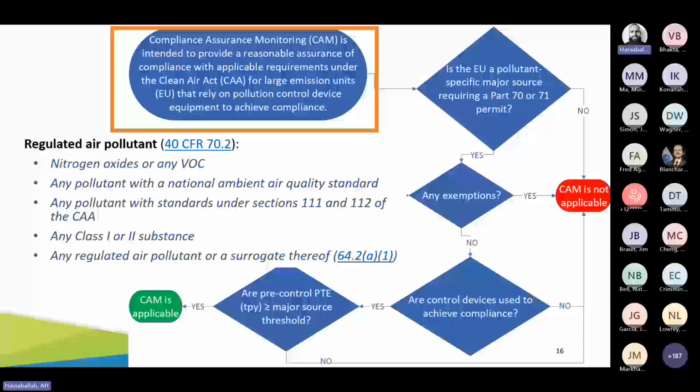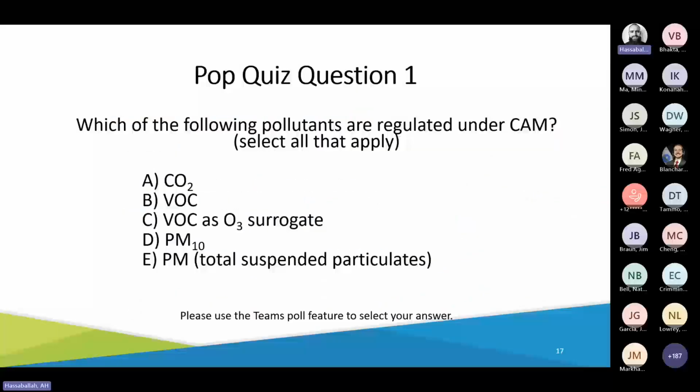Okay. In the spirit of questions, let's do a quick pop quiz where we get to ask you a question, and let's see how well this works. Bear with me. In your chat box, the question should appear. But the pop quiz question is, which of the following pollutants are regulated under CAM? Please select all that apply. You can use your chat feature to please select your answer.